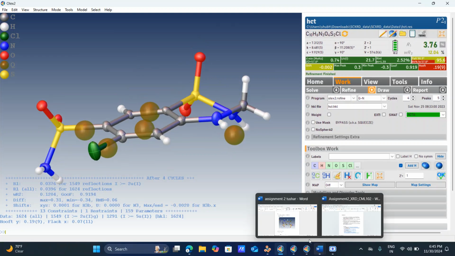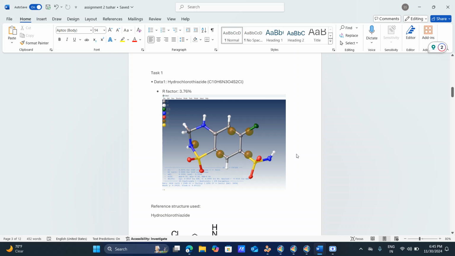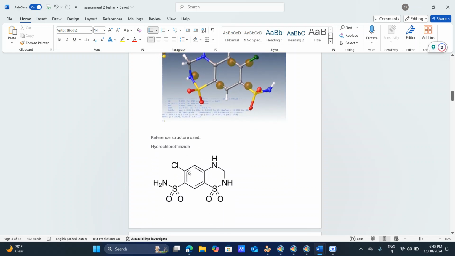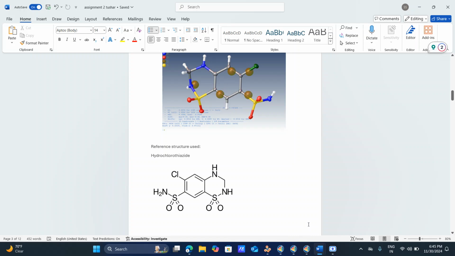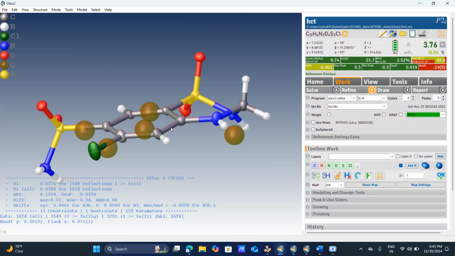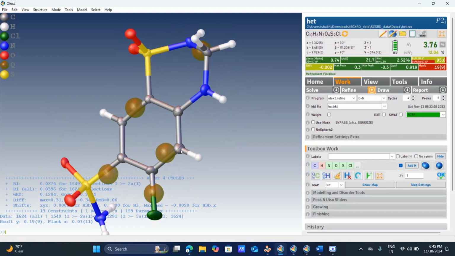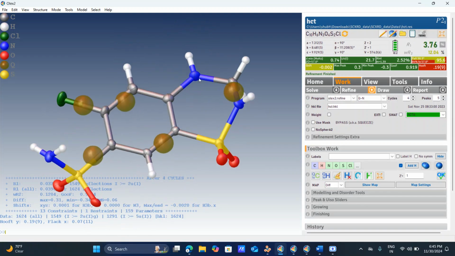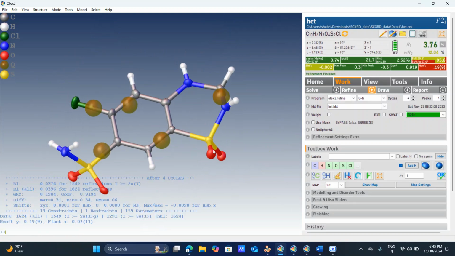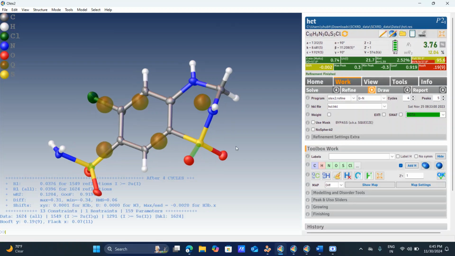To add one more thing, we have used the structure of hydrochlorothiazide as the reference. Here you can see the planar ring of carbon, like benzene, and then it is attached to the nitrogen and the sulfur, with the sulfur having a double bond to oxygen. You can go and check it. Once you open this, you can see the carbon here, then the nitrogen here, then the sulfur here, and the sulfur is double bonded with the oxygen atoms here. You can see the structure here.